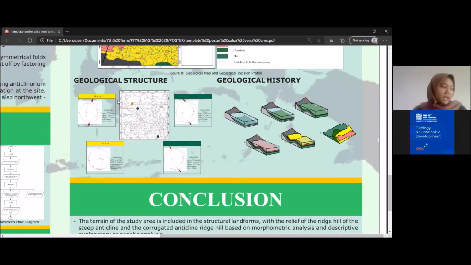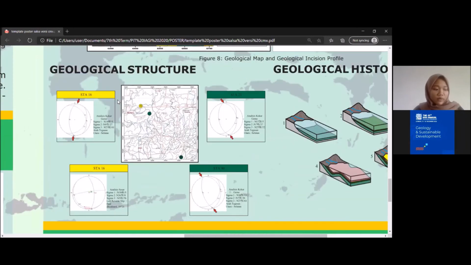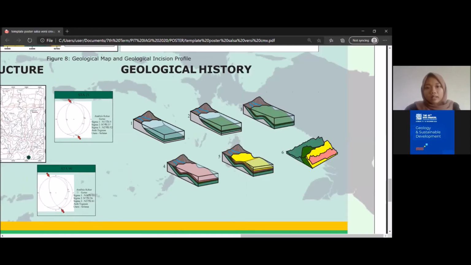Now let's move on to the next discussion about the geological structure of the study area. The structures found in the study area are fold and fracture. From the geological structure analysis, it shows that there is a change in direction, which in Upper Miocene to Pliocene has a northeast-southwest trend, and in Pliocene to Pleistocene changes direction to northwest-southeast. Now let's move on to the next discussion about the geological history.